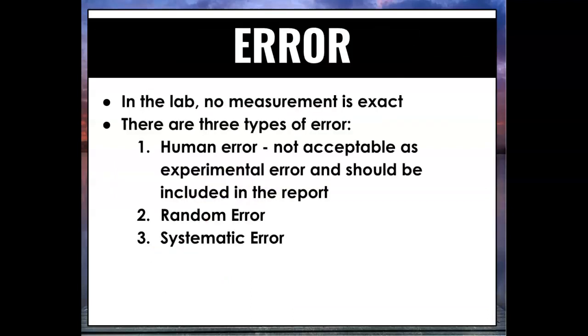Error is when you are measuring stuff in the lab or taking lab measurements. We need to figure out in lab, and this is what I'm going to tell you from this point on, no measurement is exact. And there are three factors to that. You either have human error, which is not an acceptable experimental error and should be included in your lab report. So if you messed up somewhere in your lab, you need to make sure that you are stating it. You also have random errors and systematic errors.